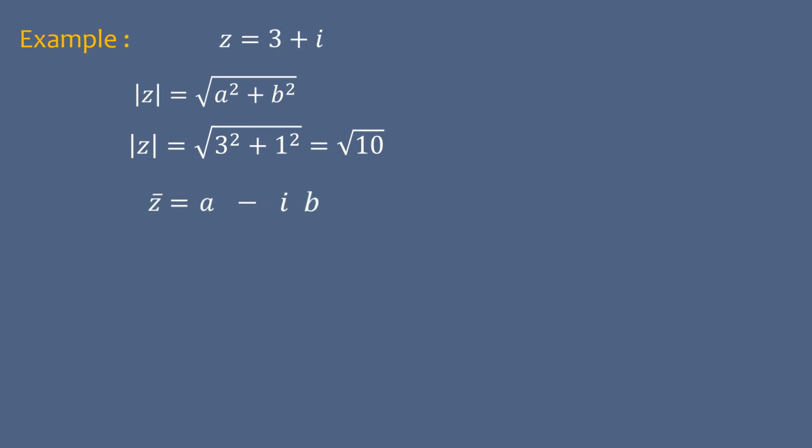Now we have to calculate the conjugate of the given complex number. We know that the conjugate is equal to a minus ib, which means we have to change the sign of the imaginary portion. Here we have 3 plus i, so we have to change the sign for i. If it is plus, we will change it to minus, and if it is minus, we will change it to plus. So it will be equal to 3 minus i.